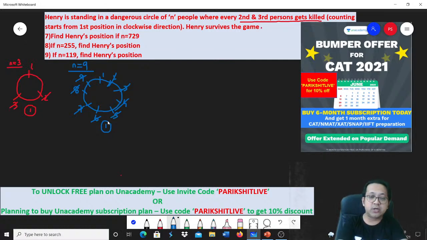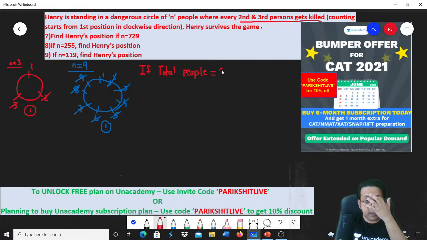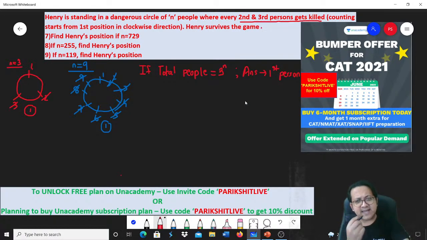What is the conclusion that you derive? If the total number of people is of the format 3 to the power n, the answer is the first person. It's not 1, I'm saying the first person. If you put the first person as 10, your answer would be 10, wherever you start counting from.